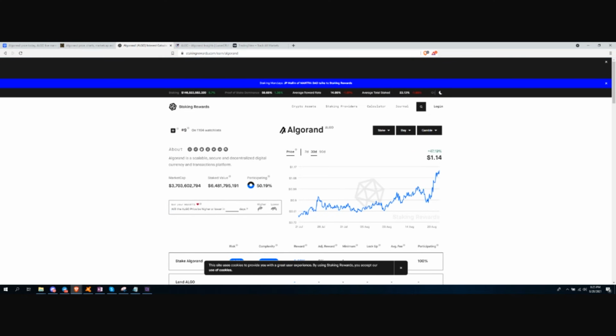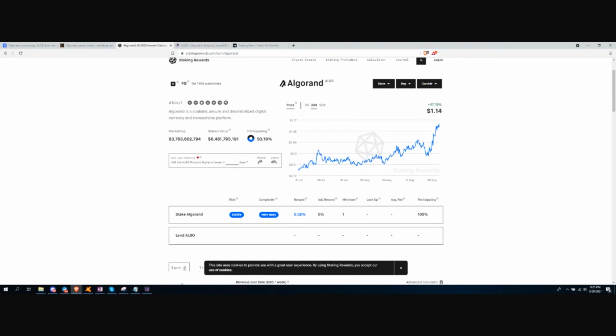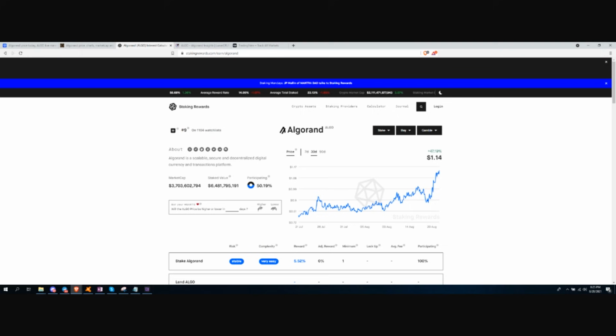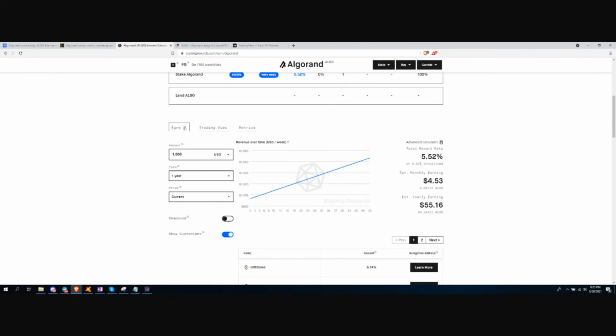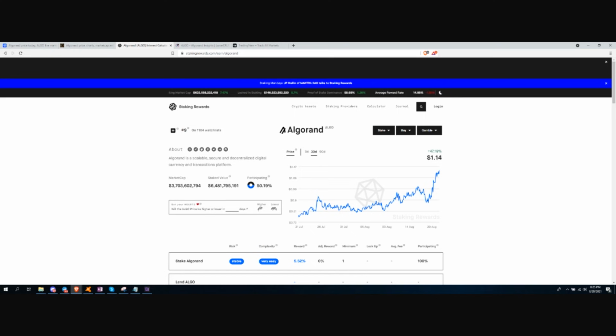All right, so right now we're looking at Algorand. If you really want to look at this website, I'll put it in the link below. Matter of fact, I'll put all these links in the link below, to CoinMarketCap, to Lunar Crush, to this one as well, and also to TradingView, which I'm about to go over shortly. I might wrap up with that one. But this is where you could check to see how much you would earn if you wanted to stake this crypto.